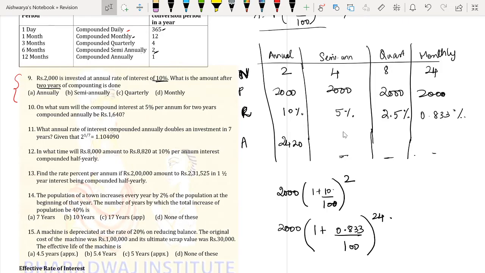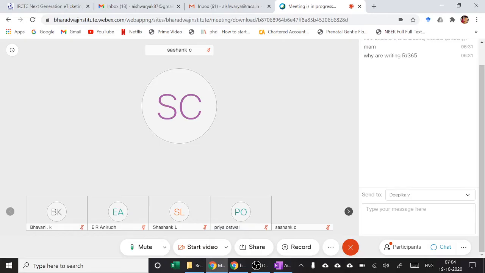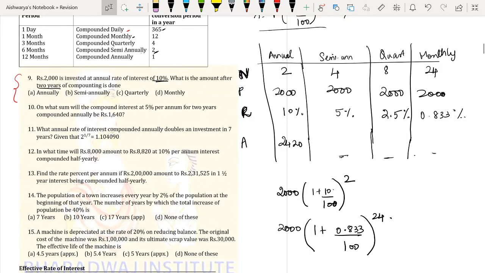Okay, you want me to switch on the video and show the calculator? Anybody? Anybody wants to see the calculator, how I'm doing? You can put it in the chat box. Nobody? All of you know how to do it with the calculator. Very good.